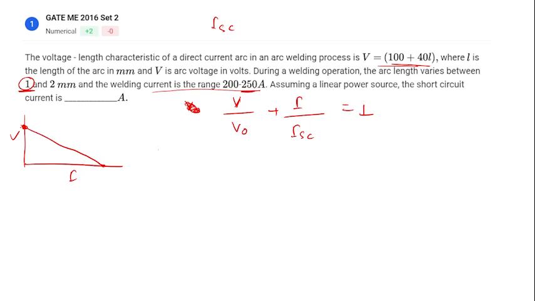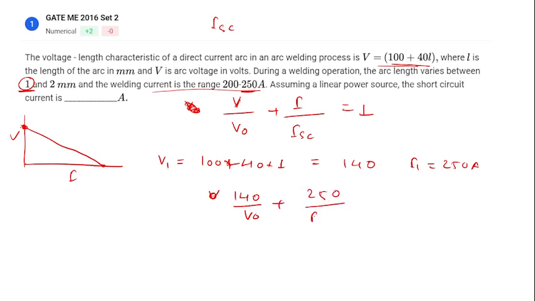So that we know. Firstly, we will calculate our V1 for the first condition when your arc length is 1 mm. So it will be 100 into 100 plus 40 into 1. So your V1 will be 140. At this, your I1 will be 250 ampere. So one equation will form from here: 140 divided by V0 plus 250 divided by I short circuit is equals to 1. This is your equation 1.